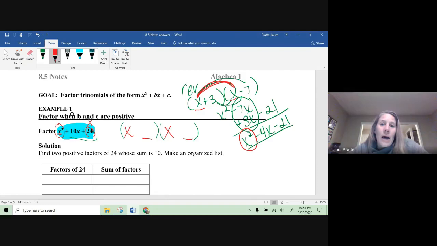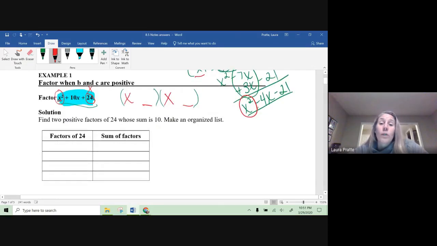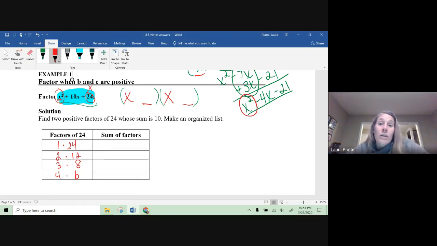So since I have a positive 24, we know that they have to be factors of 24, which means they're 2 numbers that multiply together to get 24. So let's think of all of those possible options. So of course, there's always 1 times 24, 2 times 12, 3 times 8, and 4 times 6. Those are all the different combinations of numbers or factors that multiply together to get 24.